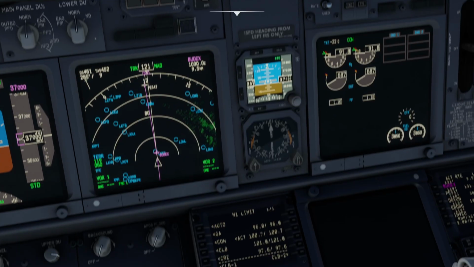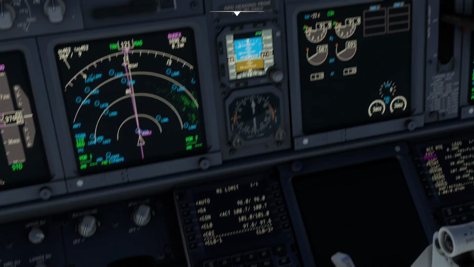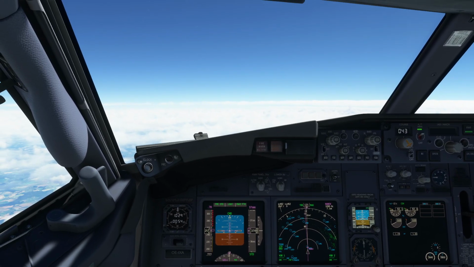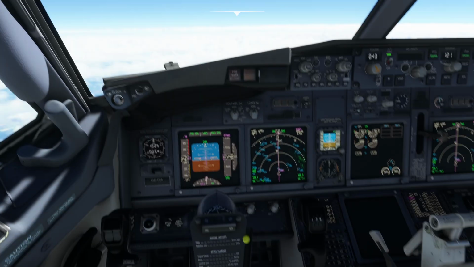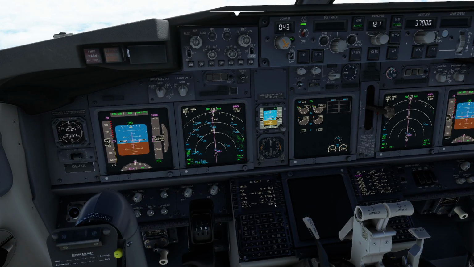From about 70% N1 onwards, your airplane really starts to develop a lot of thrust. The difference in thrust output between those 97.6 and 100.7% is roughly 10% of total thrust. So those 3% N1 in the upper limit there equal 10% extra thrust that you get available by using the continuous setting. Now, you may be asking, so why do we have the cruise setting at all then?